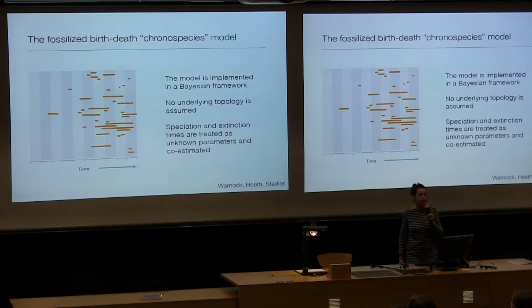We implement the model in a Bayesian framework. We don't assume that the underlying topology is known, and we take care of that uncertainty by integrating out all possible topological configurations of our stratigraphic data. We also treat speciation and extinction times as unknown parameters, and we can co-estimate these using the model. So in total, we estimate speciation, extinction and sampling rates, along with speciation and extinction times.